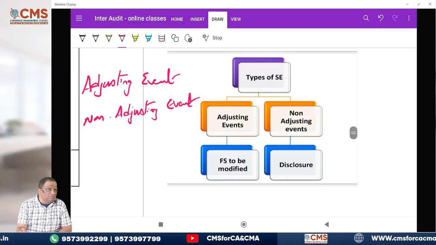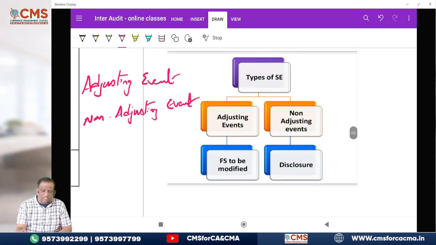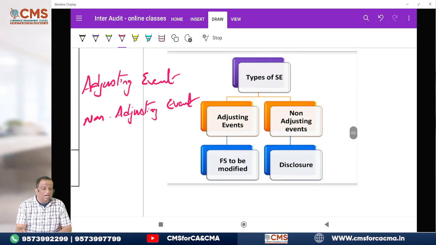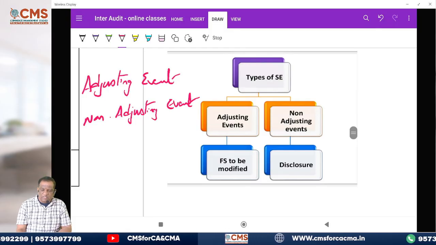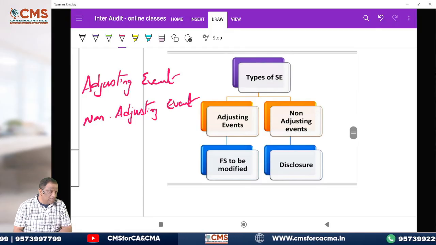Then, what are the types of subsequent events? There are two types of subsequent events: adjusting events and non-adjusting events. Adjusting events are the events, like the nomenclature suggests, which you may have to adjust in the books of account.